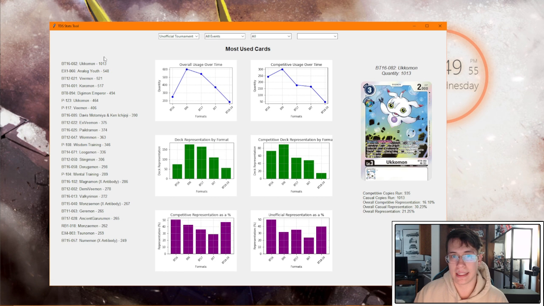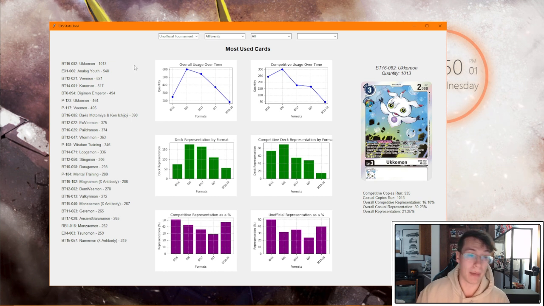That is because the unofficial tournament data set is incomplete, and obviously the same cards don't get played at locals that get played at competitive events. So we can see we still have Ukomon, Analog Youth, and we see that the promo Ukomon drops quite a bit in usage in unofficial tournaments, which is kind of surprising.